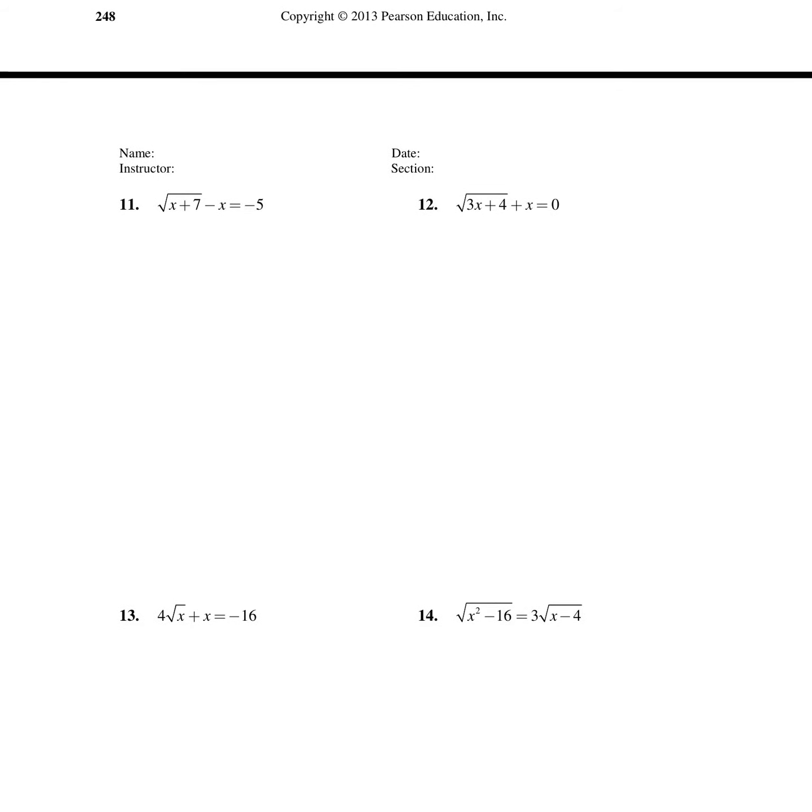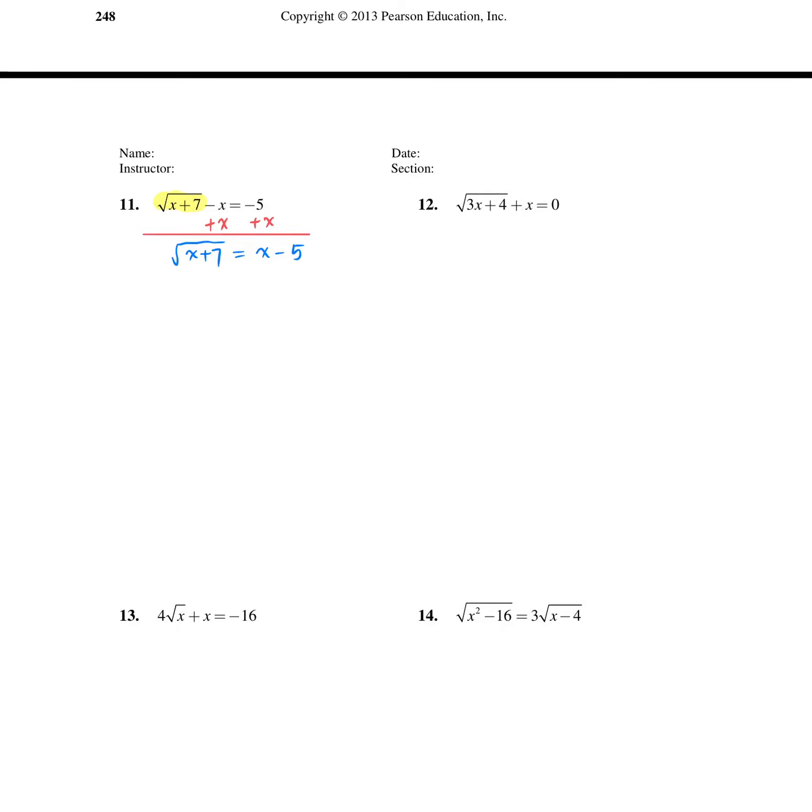Number 11. Radical x plus 7 minus x equals negative 5. First, we need to isolate that radical part, which is right here. And that means we need to move x to the other side. So plus x on both sides. And then we got radical x plus 7 equals x minus 5.